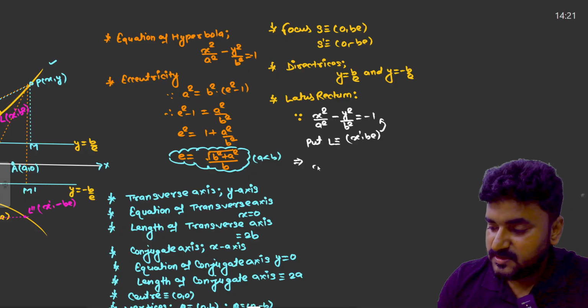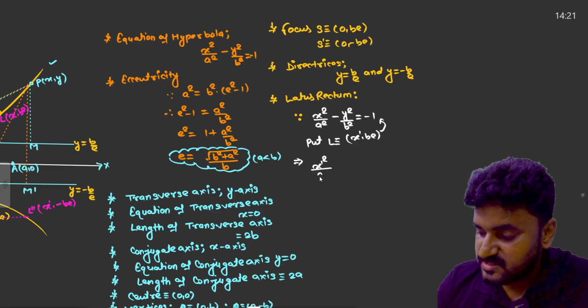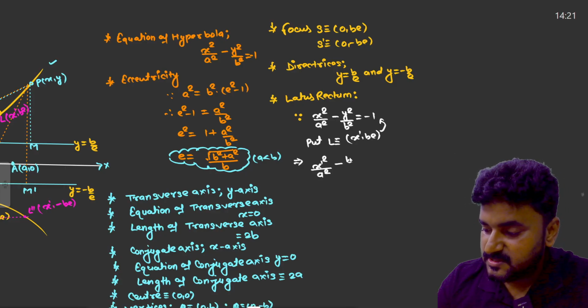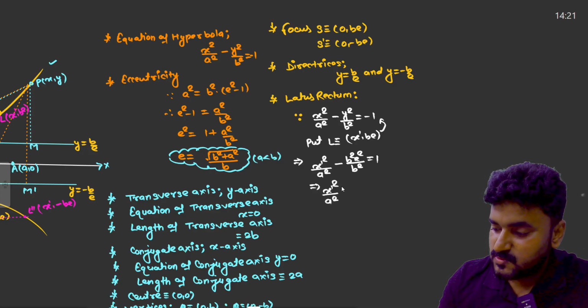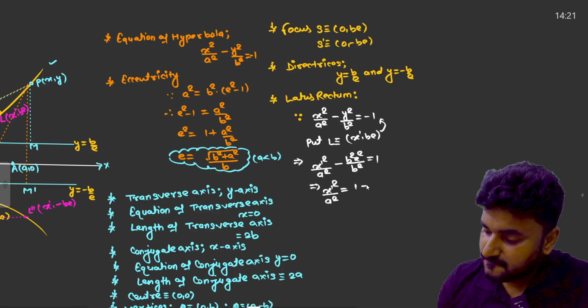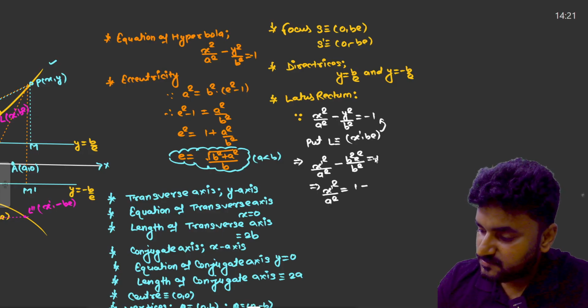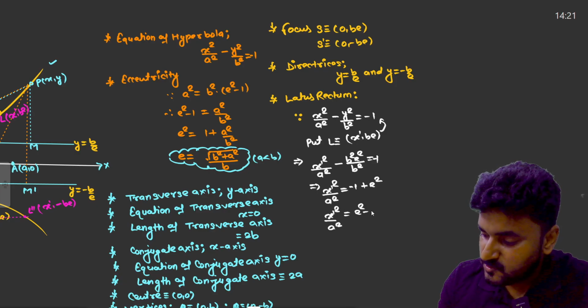So the value is coming x dash square by a square minus b square by b square is equals to 1. So this b square cancels. So I can say x dash square by a square equals to what coming? 1 minus, this is the minus 1, so minus 1 plus e square. So you got x dash square by a square is equals to e square minus 1.